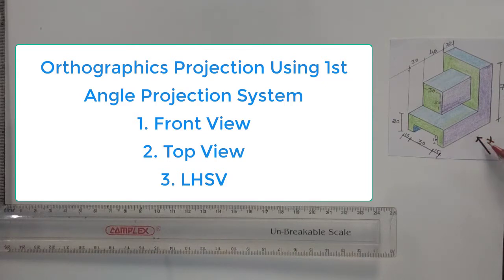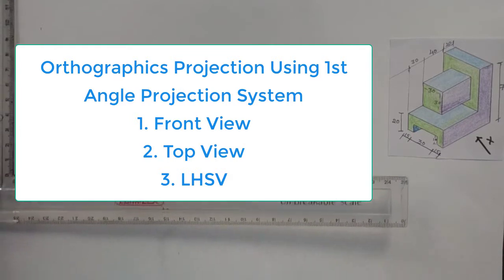So in the elevation direction we can read the length and height of the objects. The width of the objects cannot be visible from the elevation. So in elevation we always have two dimensions: one is length, second is height of the objects.